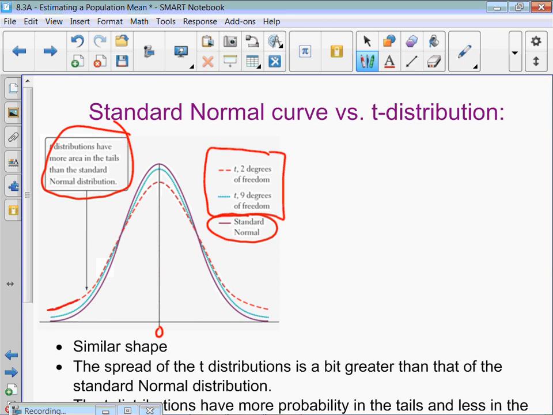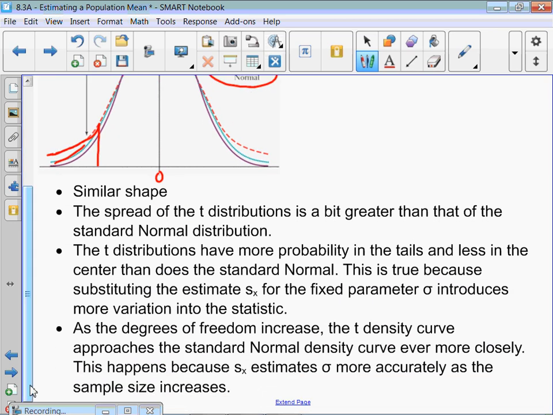So notice these two right here, these are the t's, and there's actually more area in the tail for the t-distribution than for the standard normal curve. The standard normal curve is a bit higher. So the t-distributions have more probability in the tails and less in the center than does the standard normal. This is because we're substituting in an estimate s sub x instead of sigma. So there's more variation in the statistic.